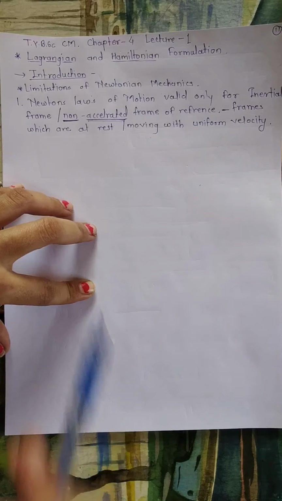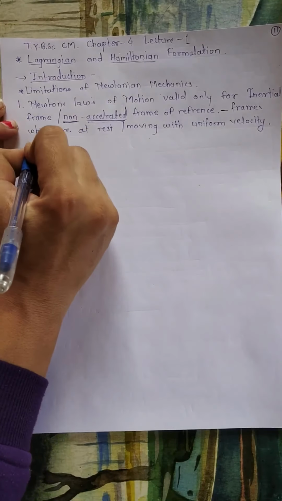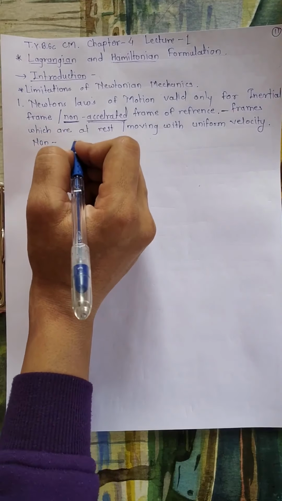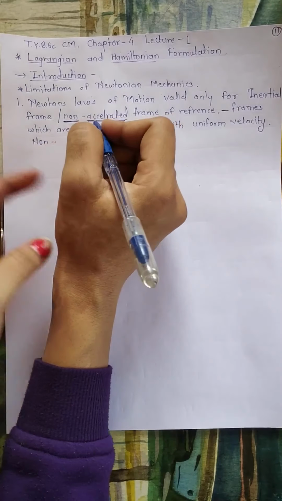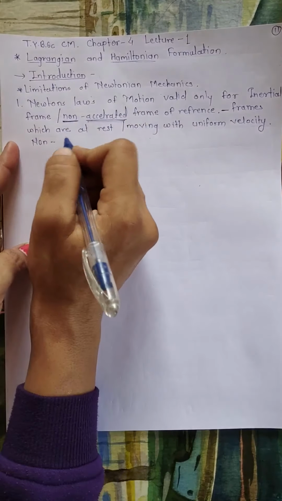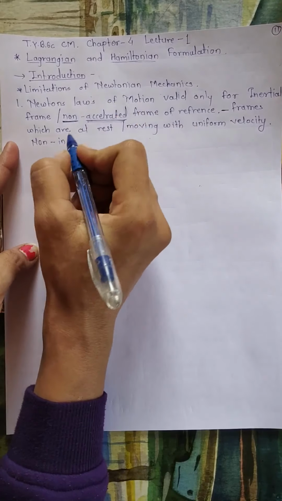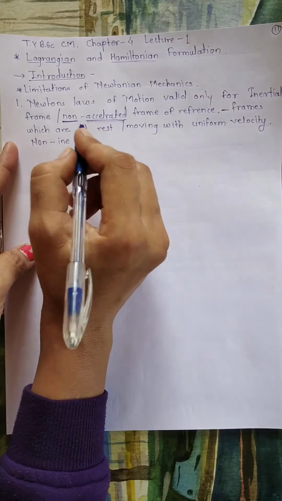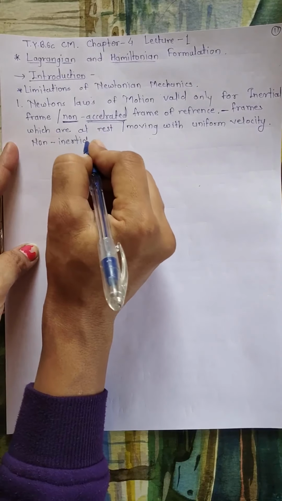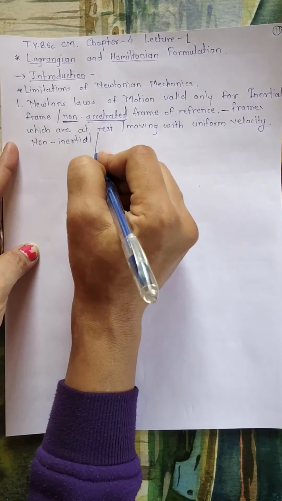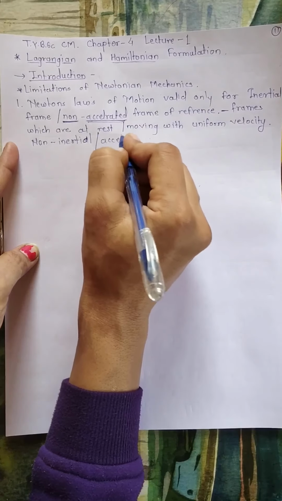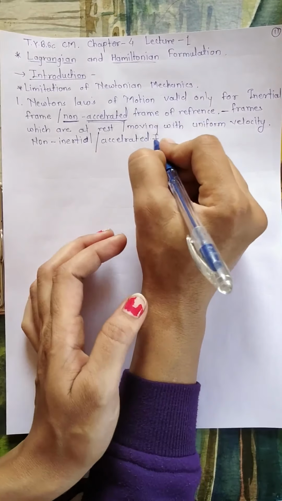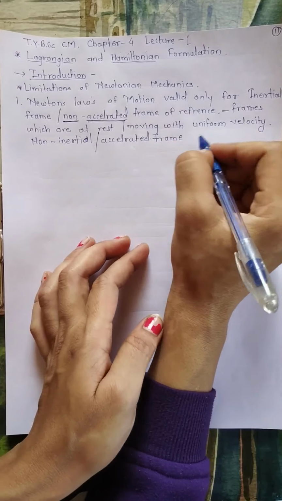Because in the case of an accelerated or non-inertial frame, there come some pseudo forces or non-fundamental forces, for example, centrifugal force or Coriolis force. These forces act in the non-inertial frame. Therefore, because of these forces, Newton's laws are invalid in a non-inertial or accelerated frame of reference. So this was the first limitation of Newtonian mechanics.